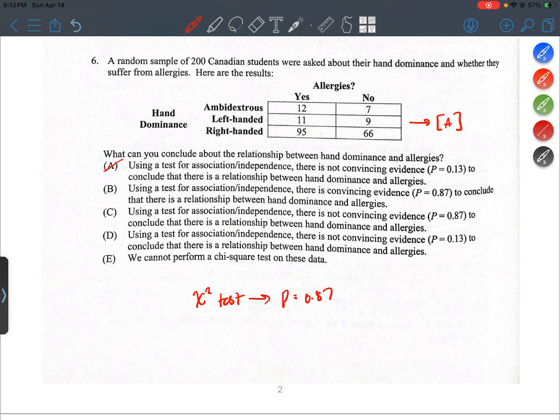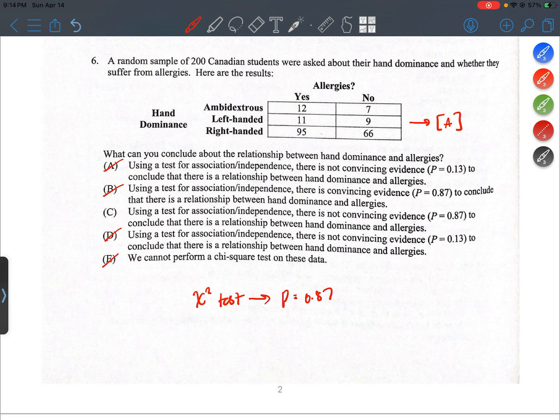All right, so eliminate A and eliminate D. Might as well eliminate E because you can perform a chi-square test. Okay, so let's read B. Using a test for association/independence, there is convincing evidence because the p-value would have to be very low to have convincing evidence. So B is not correct. So C better be correct.